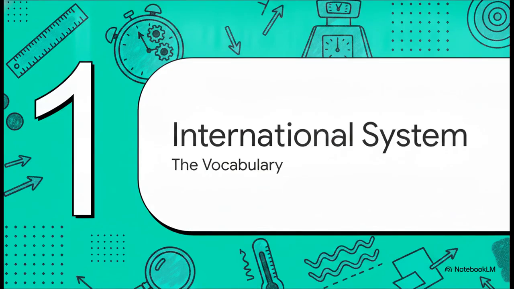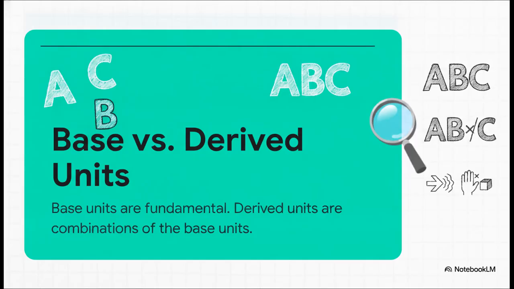Part 1. The international system, or SI. The vocabulary. Okay, before we can measure the world around us, we have to agree on exactly what we're measuring with. To build this vocabulary, we really need to understand the difference between base and derived units. Think of base units like the alphabet. They're independent, fundamental units that stand completely on their own. Derived units, on the other hand, are like the words we build from that alphabet. They're just combinations of base units created by multiplying or dividing them to describe much more complex stuff, like velocity or force.